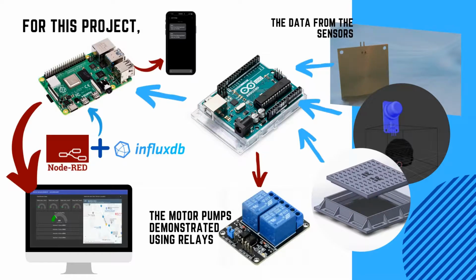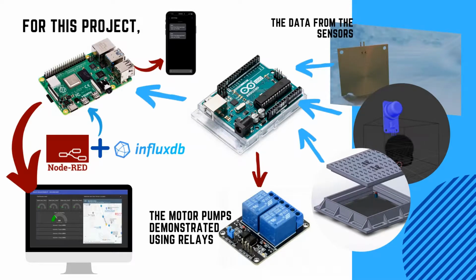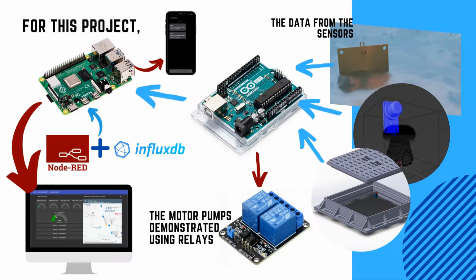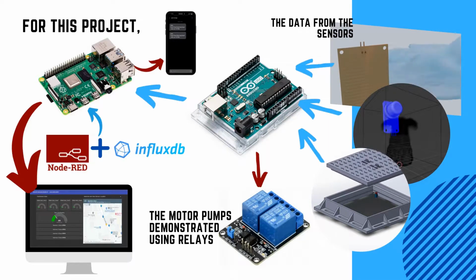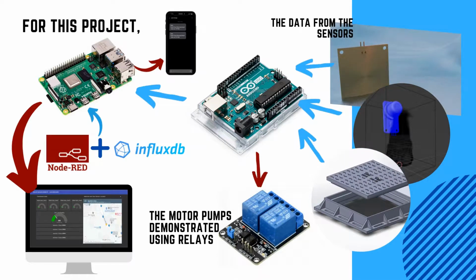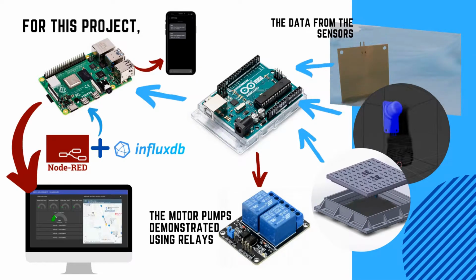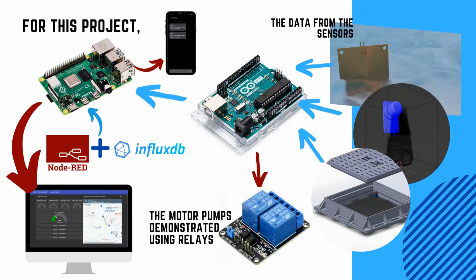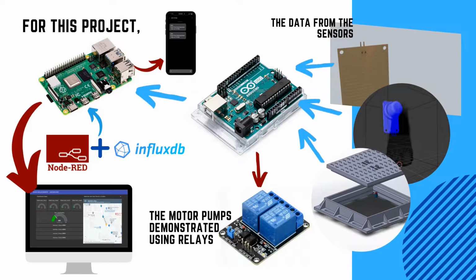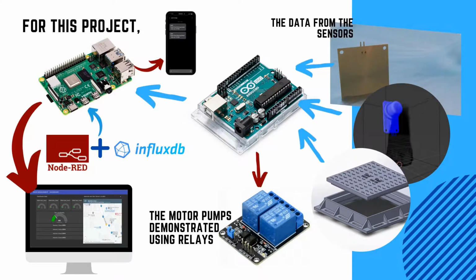For this project, the drainage system consists of gas sensor, water level sensors, and limit switches. The data from all these sensors is then processed by the Arduino board before being transferred to Raspberry Pi through serial communication. The information, such as the status of the manhole lids and water logging status, is then stored on a database using InfluxDB, and the outputs are observed on a user interface created using Node-RED.